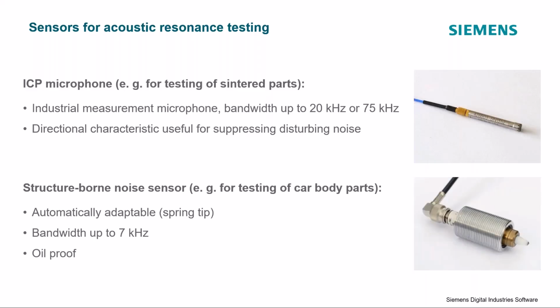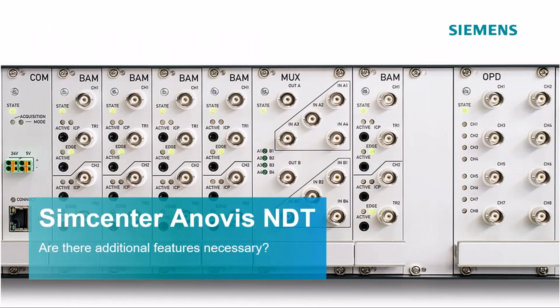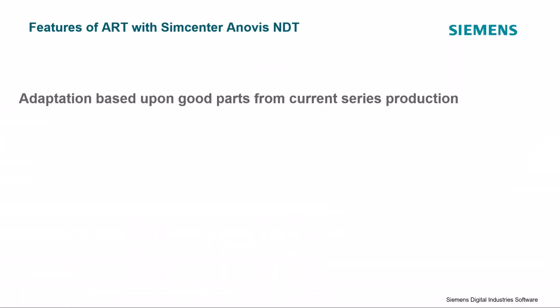And now the structure-borne noise sensor, well, it has a spring tip, so it can be adapted automatically. This is an absolute requirement for an automated system. You cannot have a magnetic sensor or something. It has quite a high bandwidth, and what is very important for the press shop, it's oil-proof, other than the microphone. Additional features, let's go through it.